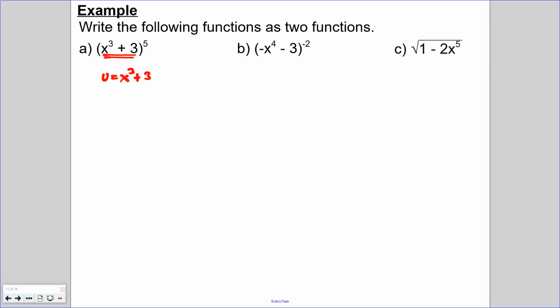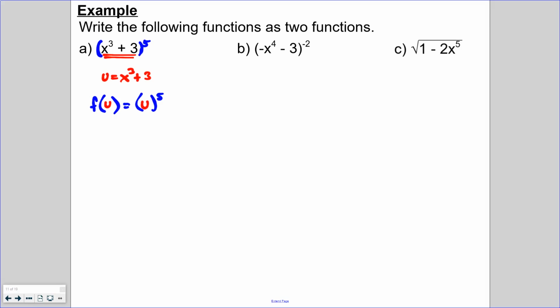Then we need to find our outer function, and our outer function is the inner function raised to the 5th power. So that means f of u is going to be, well, we can see that we're going to take our inner function, which is u, and we're going to raise it to the fifth power. And there we have our two functions. We have the inner function of x cubed plus 3 and the outer function of a variable raised to the fifth power.